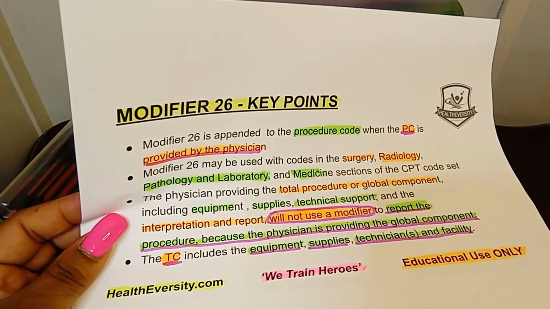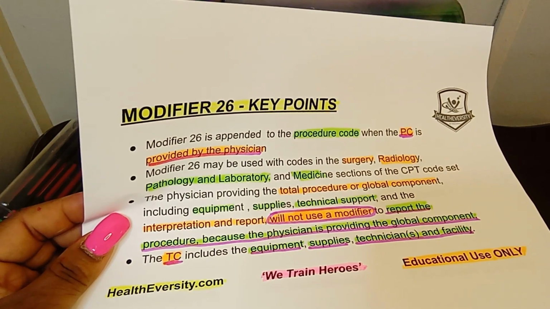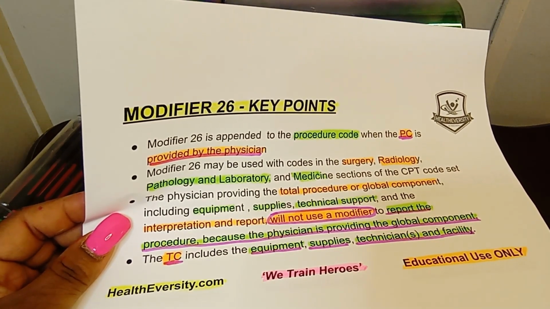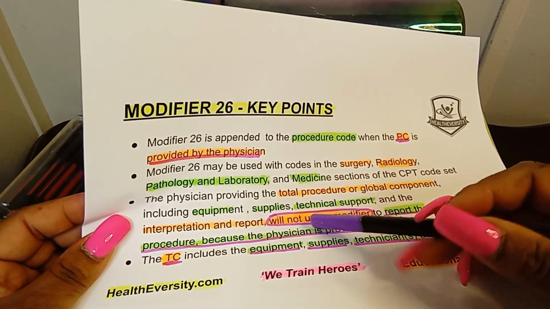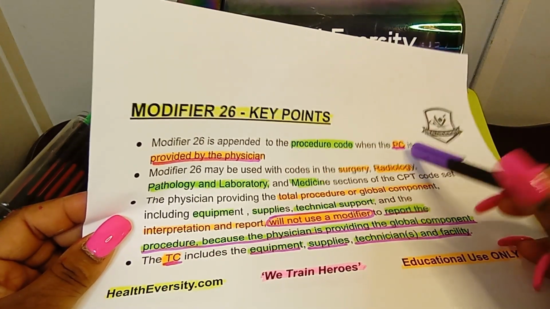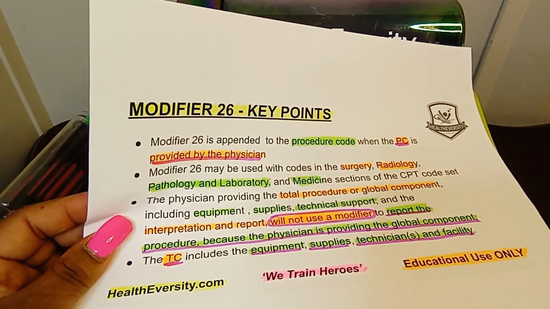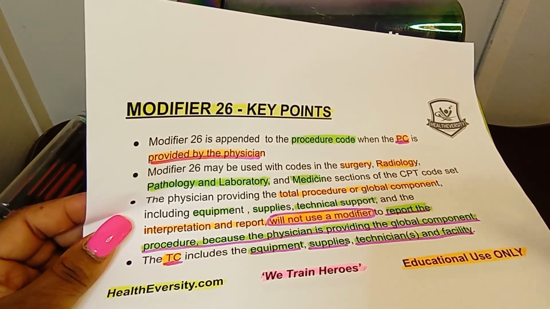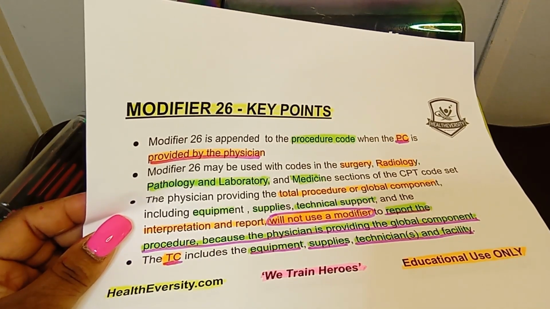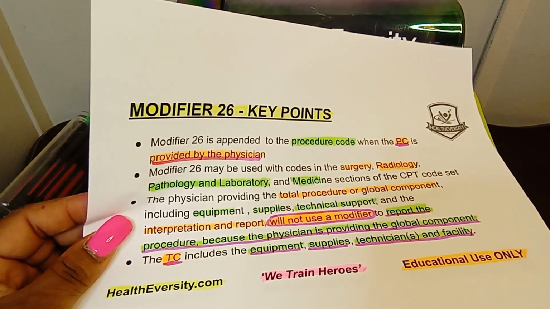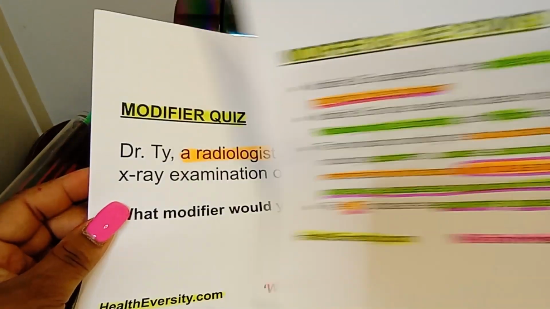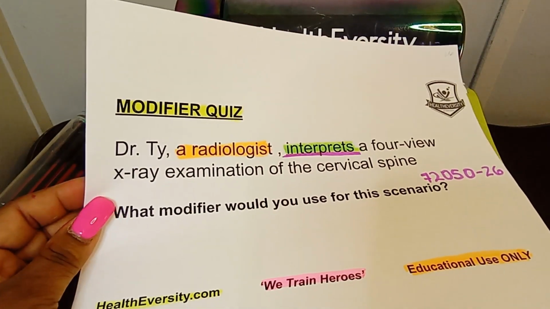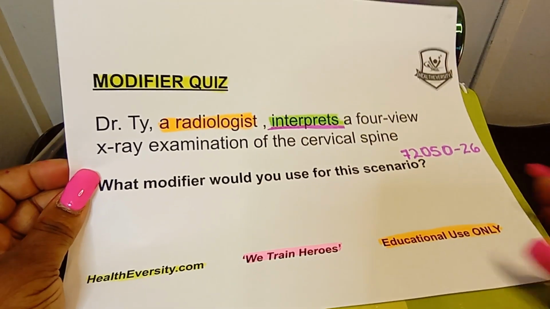I always tell my students, the PC is when the doctor is using the brain. They're not touching anything. When you're using the PC, they're using the brain, interpreting all of these things. But when it's the TC, the technical component, they're touching. So that's how I always used it when I was studying for my exam. This is pretty easy.